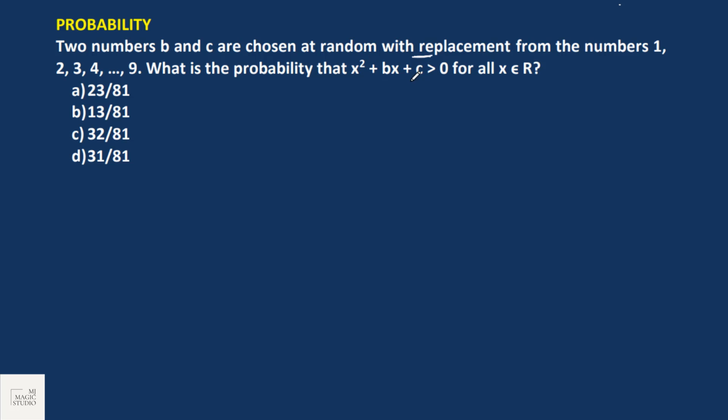What is the probability that the given quadratic equation, x square plus bx plus c, is greater than 0 for all x belonging to real numbers? First of all, total cases. Total cases would be 9 into 9, that is 81.